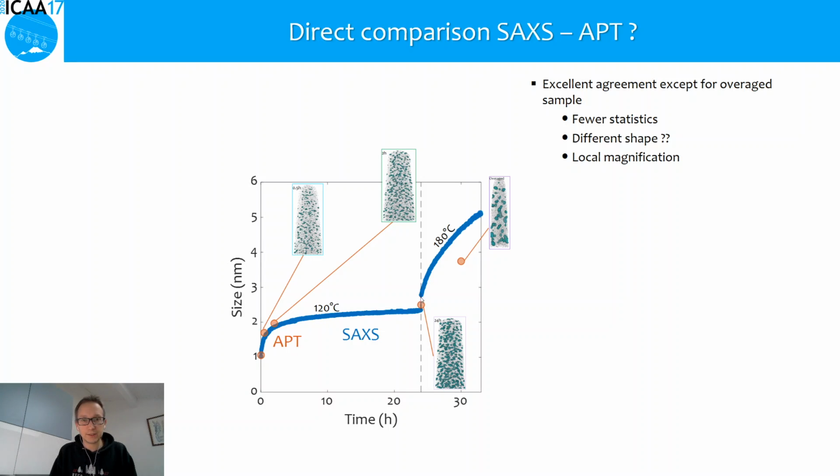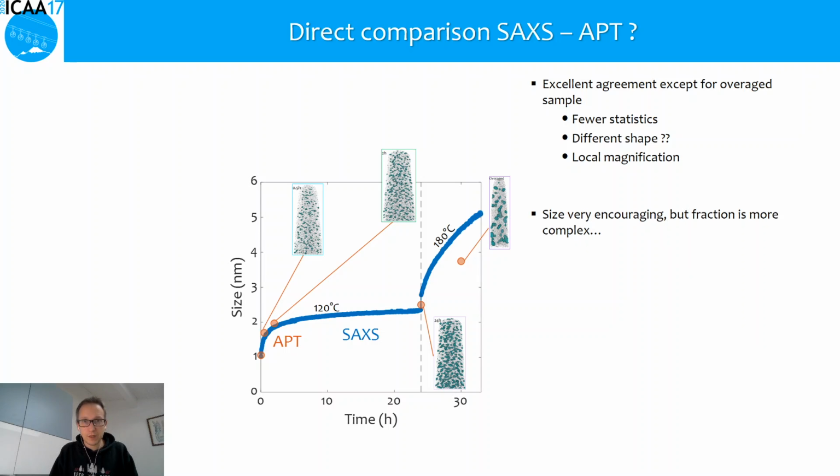You can see SAXS is in situ, so you have all the points, and Atom Probe is obviously ex situ, and the agreement for size is very nice everywhere, except maybe for the very large sizes, where the statistics is a bit less good. Of course, there are fewer precipitates, and also these precipitates are very dense because of local magnification, so they may actually appear a bit smaller than they are. So it sort of makes sense that we don't get the right size.